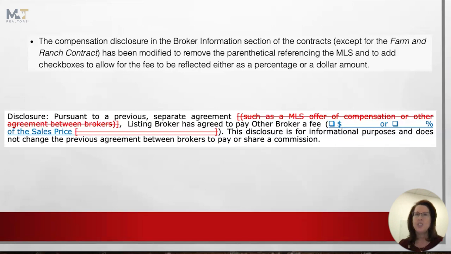So for instance, I just had a conversation with a listing agent, and she informed me prior to going and showing the property that her seller is paying a buyer's agent compensation. So I'm not going to have to fill out anything under 12 regarding compensation. I will put it under here for informational purposes only. Pursuant to a previous separate agreement, the listing broker has agreed to pay other broker a fee. Again, a dollar amount or a percentage of the sales price.